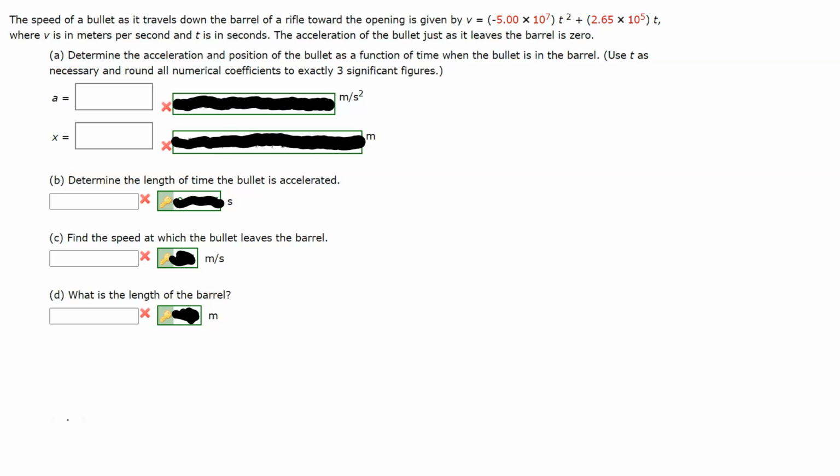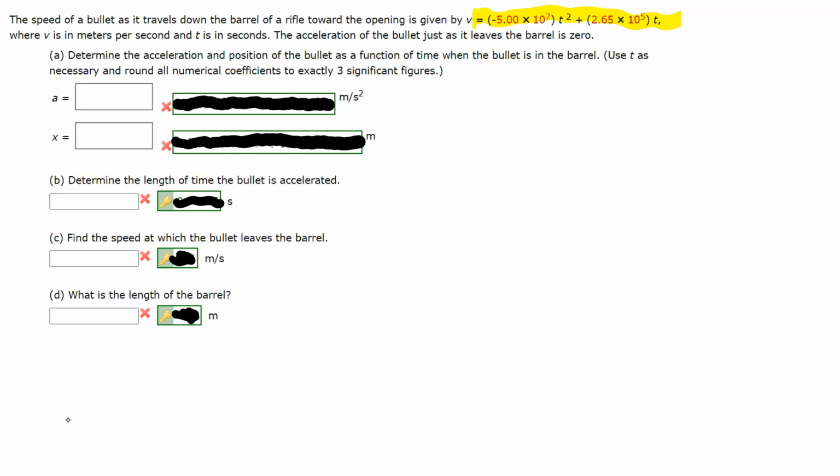All right, I'm going to talk you through this calculus problem right here. This one gives us an equation for the speed of a bullet. It tells us the equation for the velocity of this bullet right there. It's negative 5 times 10 to the 7th t squared plus 2.65 times 10 to the 5th t. Okay? So at time t equals 0, the velocity is 0. If we plug in zeros for both of those, we'll get 0.